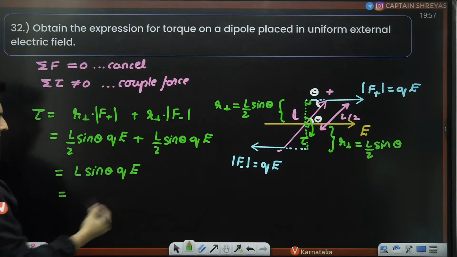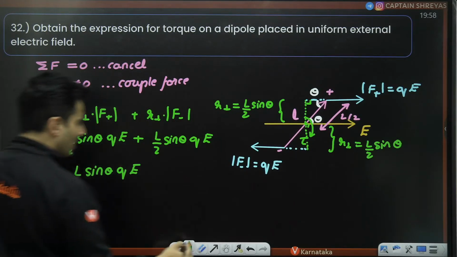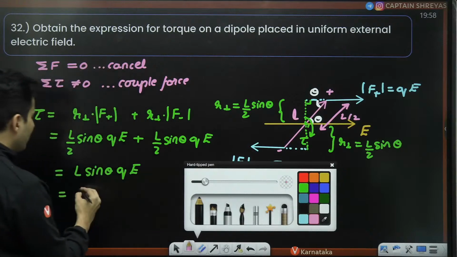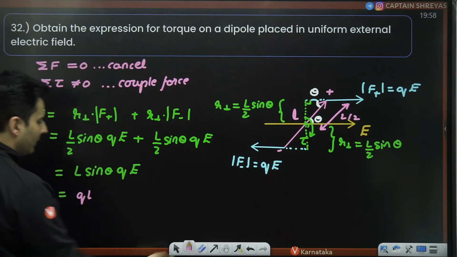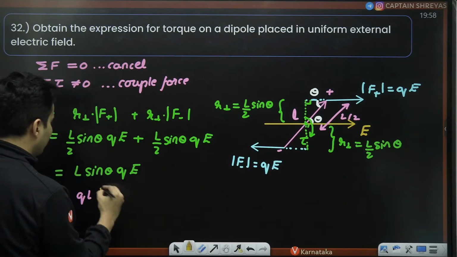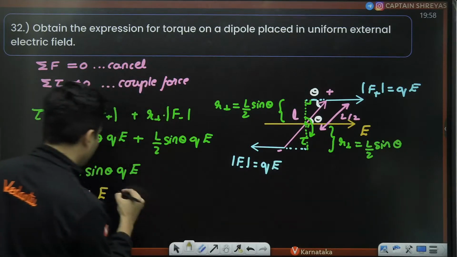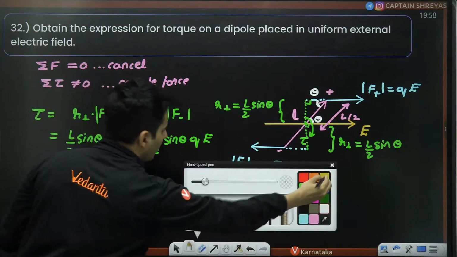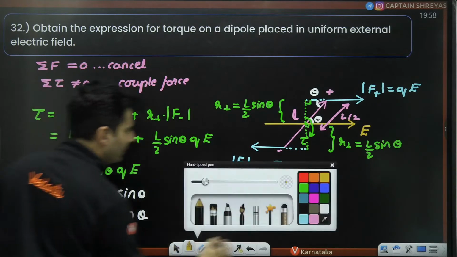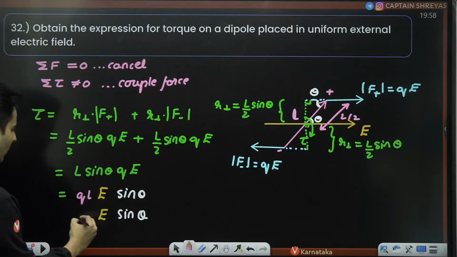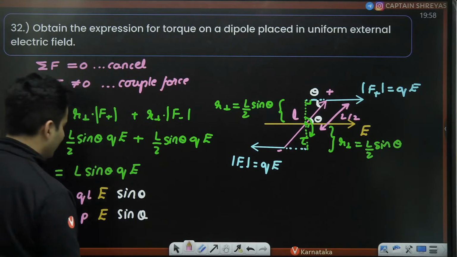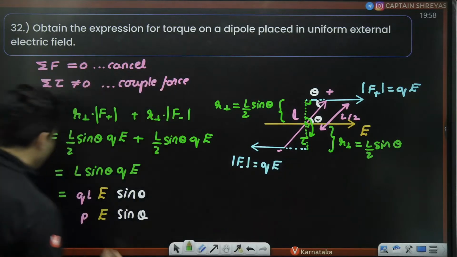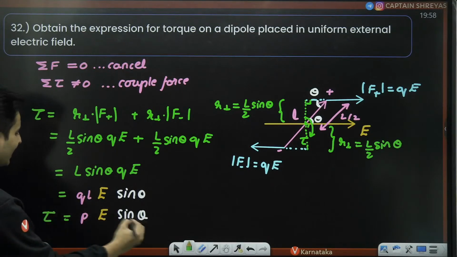Let's rearrange this and write it in a slightly better form. Like, for example, let me write charge into length together. Let me write electric field separately. And finally, let me write sine theta over here. Sine theta is sine theta, electric field is electric field, no problem. What is charge into length? That is dipole moment. So basically, we got that the torque is P E sine theta.